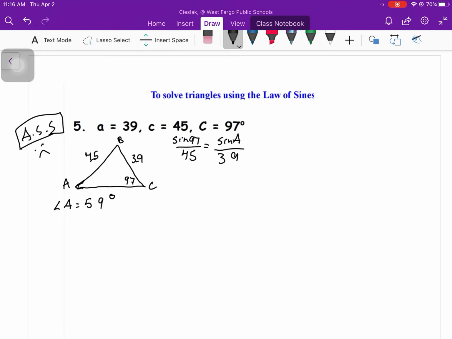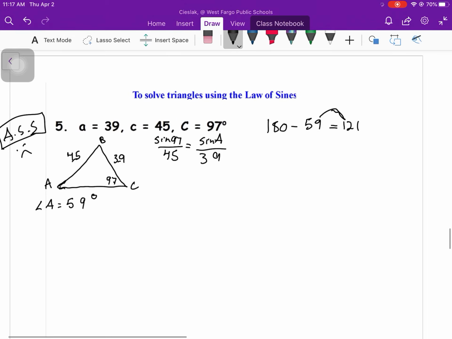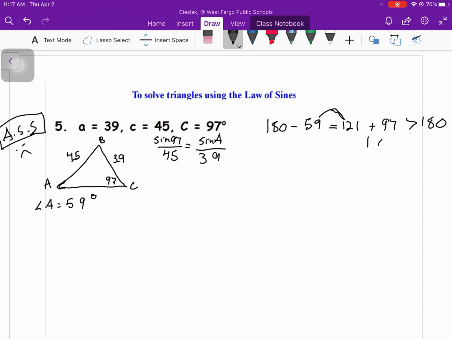So the next thing I need to do is check to see if a second triangle does exist. So let's go 180 minus that 59. 180 minus 59 is equal to 121. So this is like my other possibility. It's 59, but could 121 possibly exist? So we add on the other existing angle of 97. That is greater than 180. So only one triangle exists.